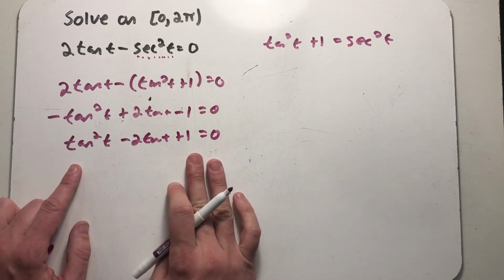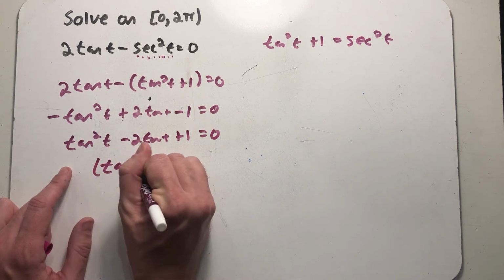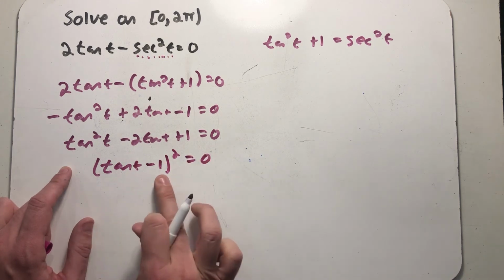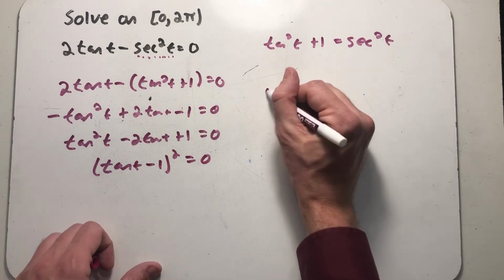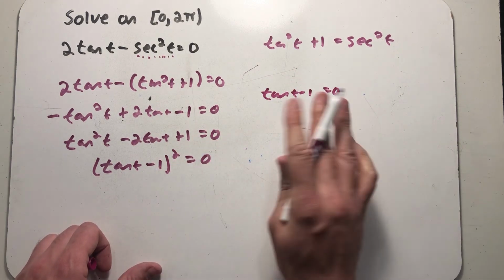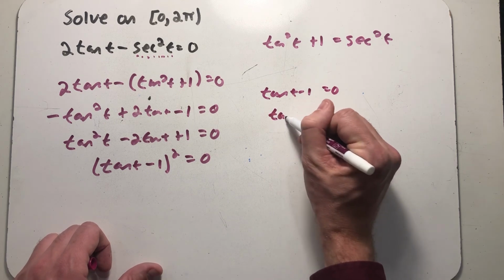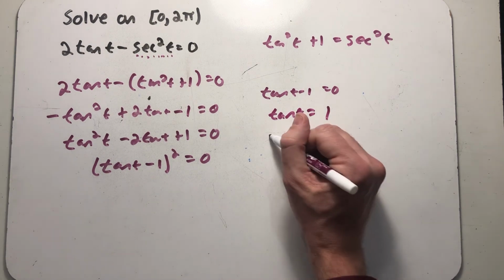Looking at this quadratic form, what I realize is that it is actually a perfect square trinomial. It factors into tangent t minus 1 all squared. Well, setting the only bit with a variable in it equal to 0, you could also think about taking the square root of both sides, but I get the tangent of t minus 1 is equal to 0. Adding 1 to both sides, I have the tangent of t is equal to 1.